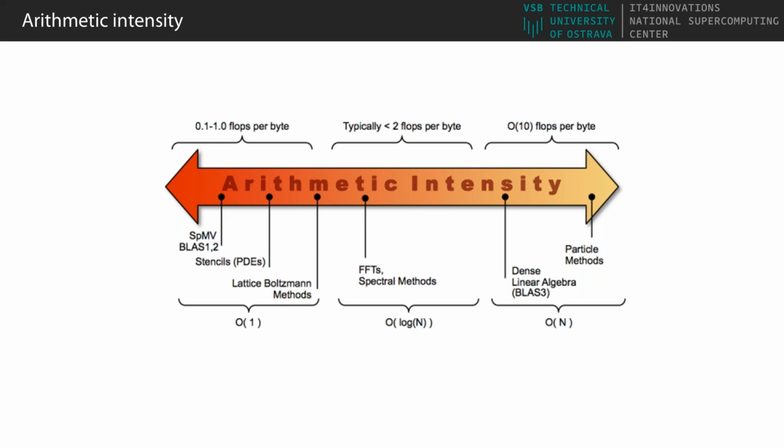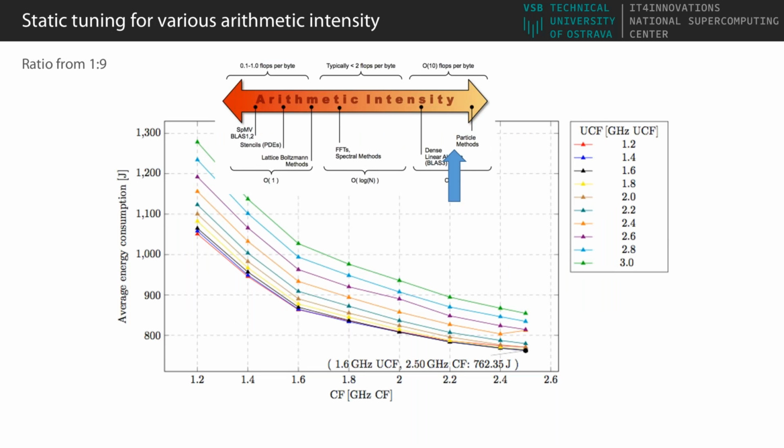So right now I'm going to show you how the arithmetic intensity changes the behavior of the processor, and more particularly, what the optimal settings are for different arithmetic intensity. We have a benchmark that mixes compute bound and memory bound workloads with different ratios. So this is the ratio 1:9, where 90% of the workload is compute bound, which means that I see the minimal energy consumption at the highest core frequency. I'm sorry, and the uncore frequency is depicted by the colors of the lines. So you see that the low uncore frequency is optimal here.